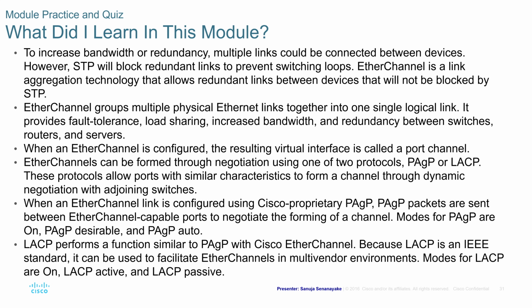EtherChannel groups multiple physical Ethernet links together into one single logical link. So the primary function of an EtherChannel is to group multiple physical Ethernet links together into one single logical link. It provides fault tolerance, load sharing, increased bandwidth, and redundancy between switches, routers, and servers. When an EtherChannel is configured, the resulting virtual interface is called a port channel. Remember that too, because that does show up on your exams.